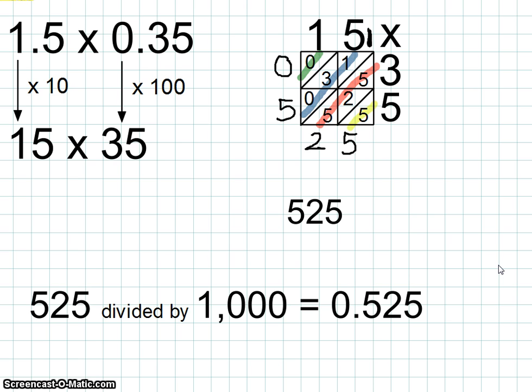So in this video I tried to explain how to use the lattice method to find the product of a multiplication problem, and if you like this way, please use it.